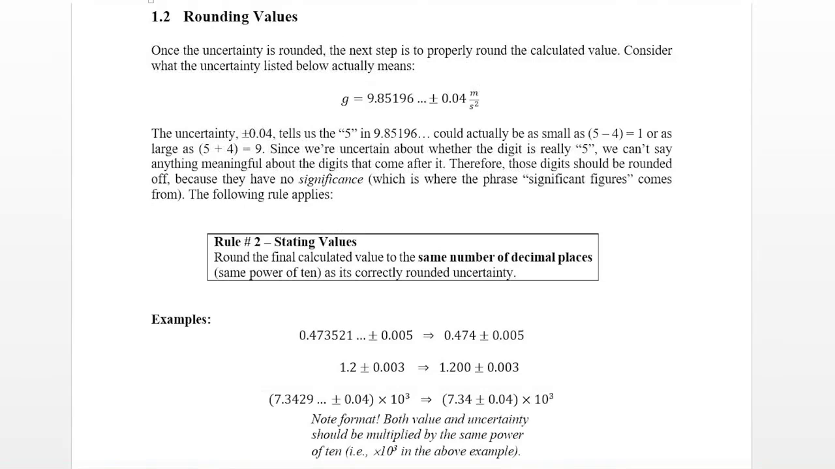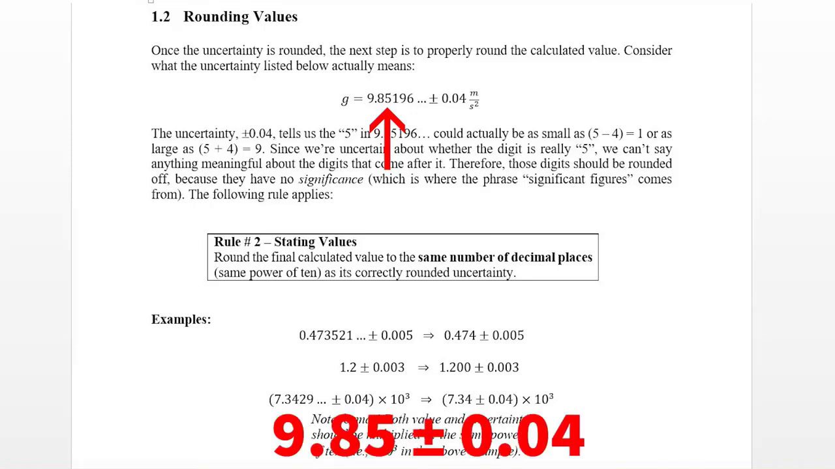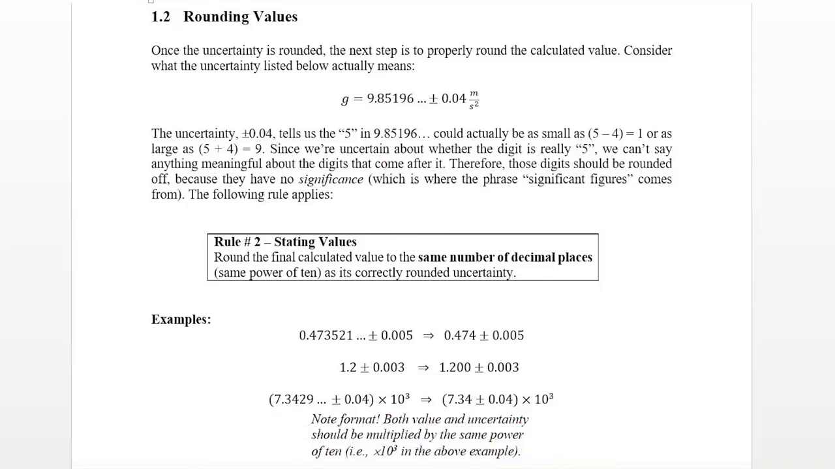The way that we round off the value is that we round it to have the same number of decimal places as the uncertainty has. So in this example, the uncertainty has been rounded to 0.04. That's 2 decimal places. That means that the value has to also be rounded off to 2 decimal places. So we would round this to 9.85 plus or minus 0.04. And the reason why is that the 4 in this example marks the digit that we're uncertain about. So if we're already uncertain about the 5 in 9.85, there's no point in writing any digits that come after it, and that's why we round it off.